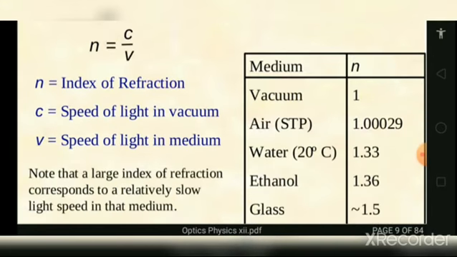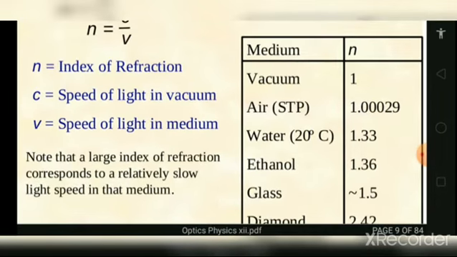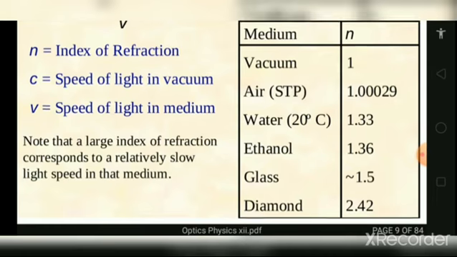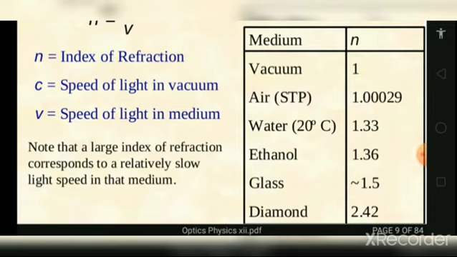You can even compare with respect to different media. See, for vacuum it's 1; air, water, ethylene glycol and diamond are given on the screen. Now the important thing is why and how the light changes its direction, that we will learn in this video.